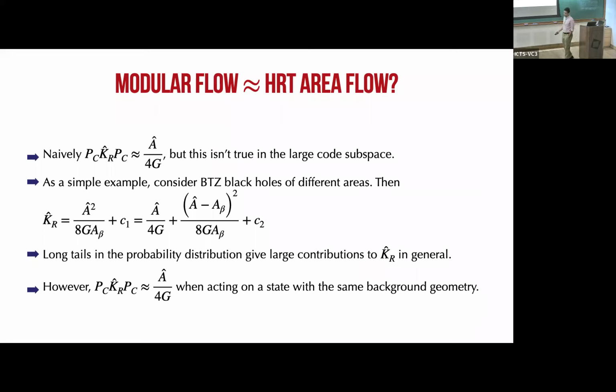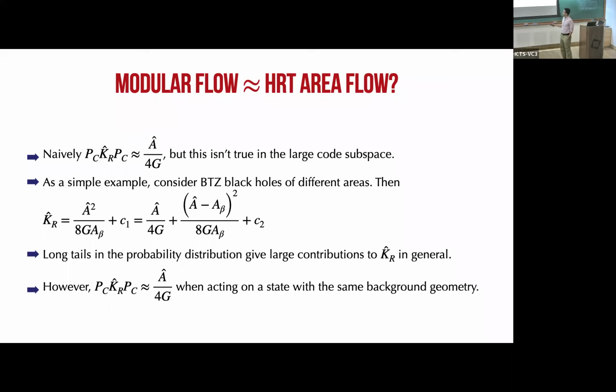Firstly, naively, there's a statement that the entropy of the boundary is approximately given by the area A over 4G, right? The bulk corrections are typically order 1 and they're small. So naively, you might think the modular Hamiltonian is also just approximately the area operator, and the bulk modular Hamiltonian just doesn't matter. You can just drop that and then we're done. But that's actually not true in this large code subspace. So let's take a simple example. Just consider BTZ black holes of different areas. That's a simple version of this code subspace where I take one background of one BTZ black hole and then patch it together with other BTZ black holes of different areas.